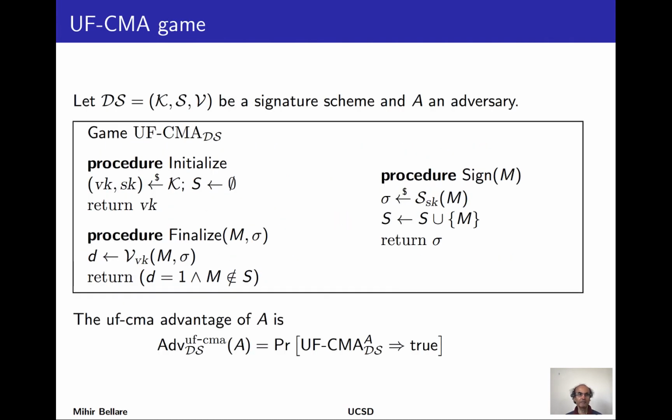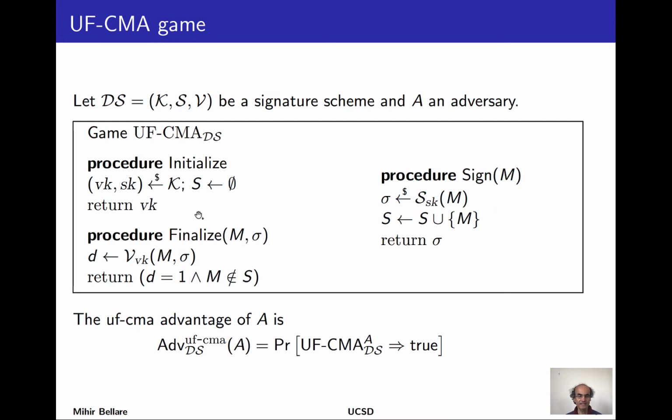So here's the game. It's again called UF-CMA for unforgeability under chosen message attack, but you can disambiguate with MACs by the fact that the subscript is a digital signature scheme fixed here with its 3 algorithms as the object whose security we're measuring. Initialize runs key generation that gives it a verification key and matching signing key. It returns the verification key, so the adversary has that up front. And it initializes a set to empty for bookkeeping.